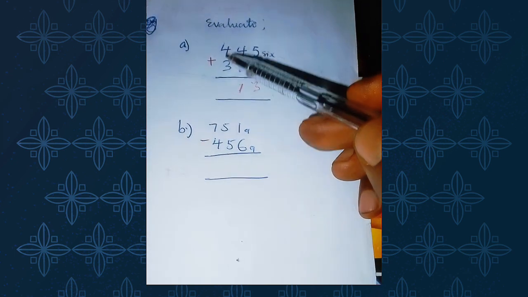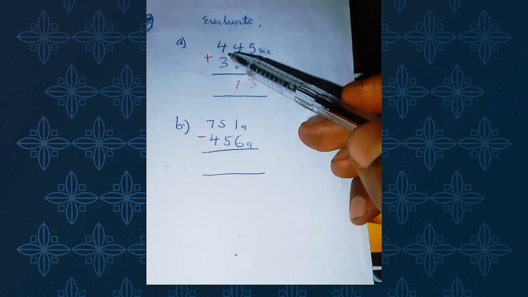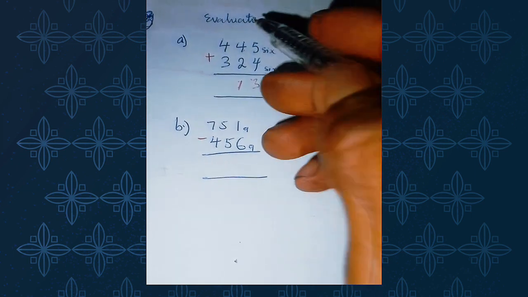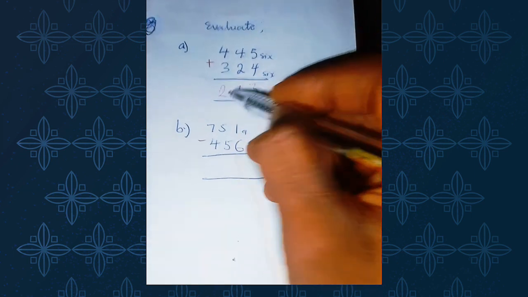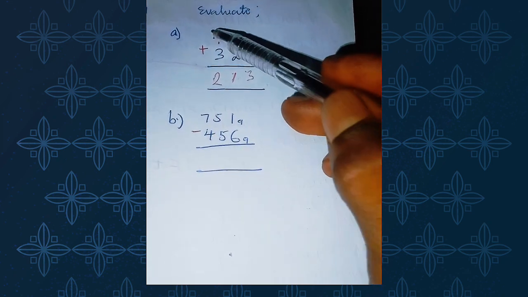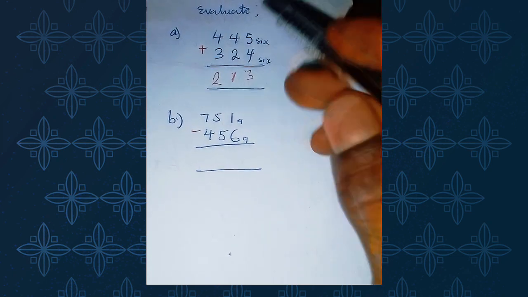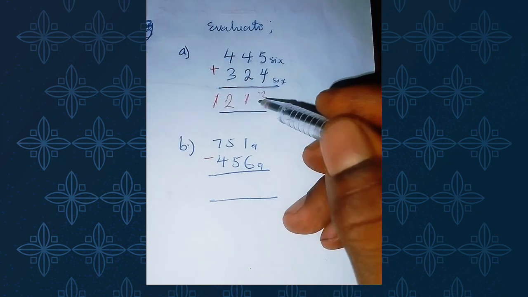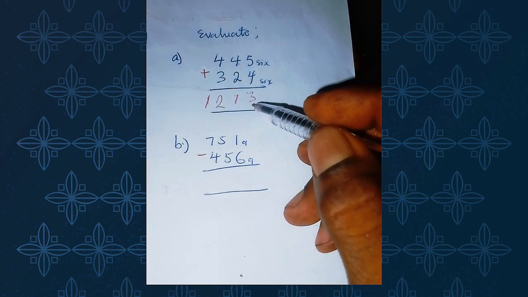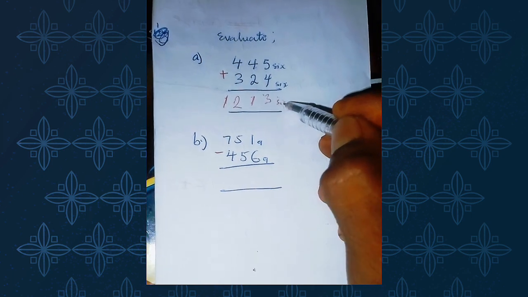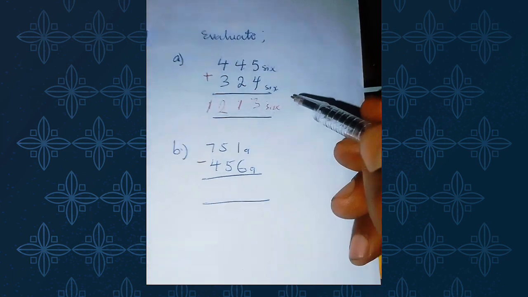So if I carry 1, 4 plus 3 is 7. 7 plus the 1 I carried is 8. So I'll say 8 minus 6, that is 2. So I'm going to write 2 here, and I'll carry 1 again. When I carry the 1, I don't have any other number to add, so I'll write the 1 down here. So you can see that the addition of 445 and 324 in base 6, the answer is 1213 base 6.